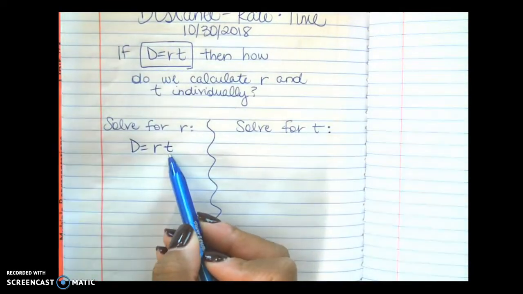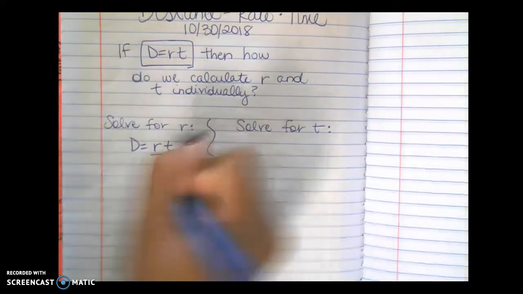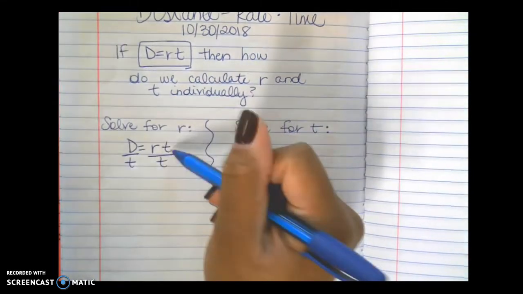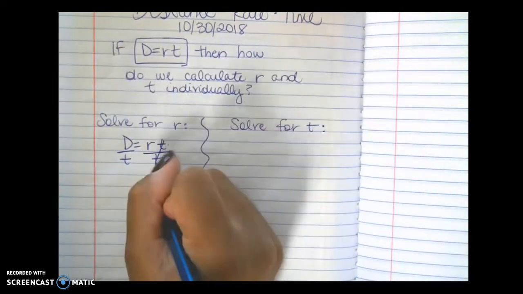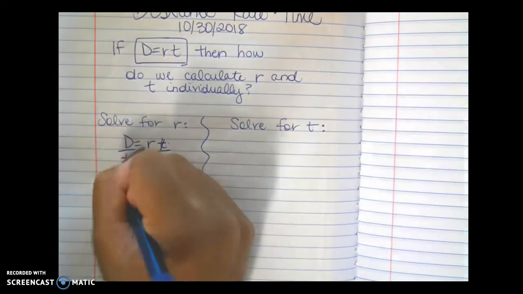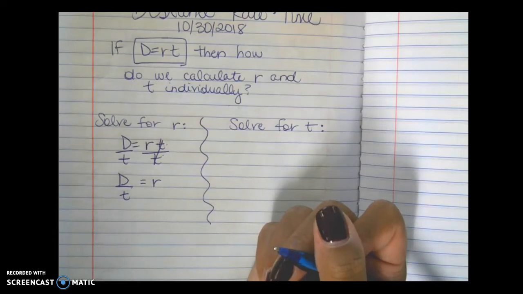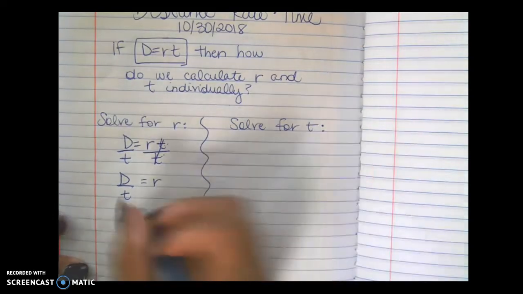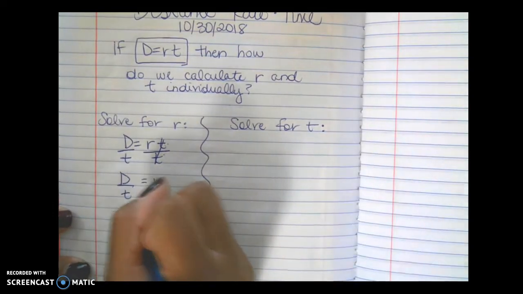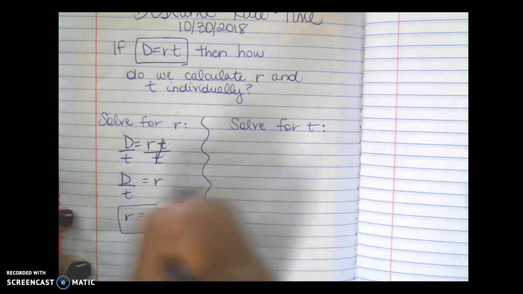How do I get rid of t? I need to divide by t on both sides. These t's, if I have a t on top of a t, they get canceled out. R equals distance over time, or distance divided by time. If you're like me and you want to see this written left to right so you can read it that way, then go ahead and just rewrite it. R equals distance divided by time, and there's your next formula.